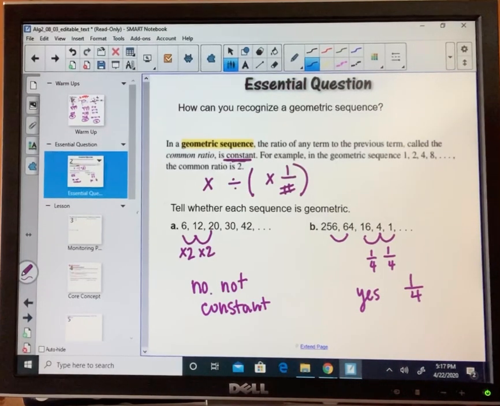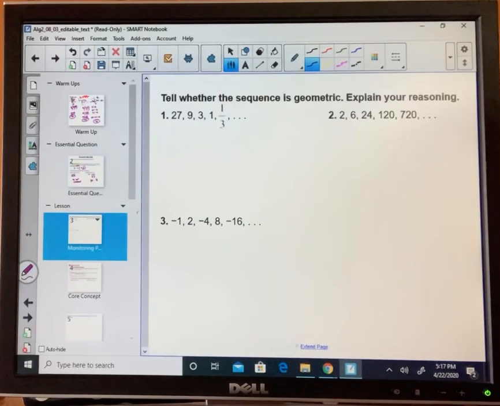Right, so the first couple problems you're going to have on your assignment look like this. I have 3 for you to try. So go ahead and pause the video and attempt these problems. So this first one, I'd say yes, because I can see that each time I'm dividing by 3. So I would say 1/3.